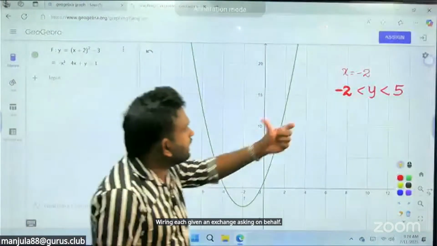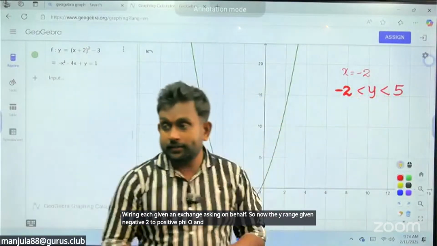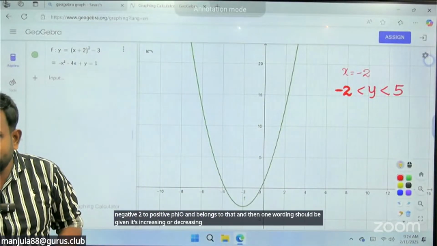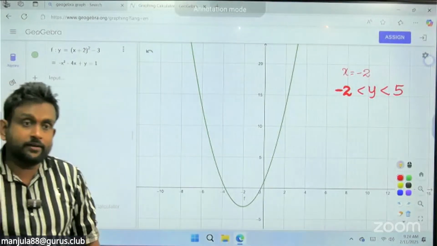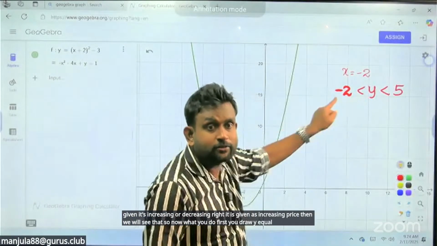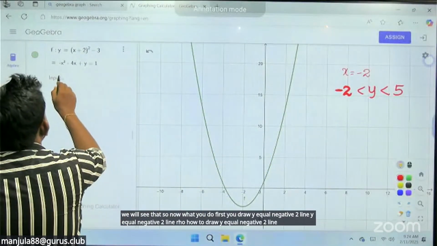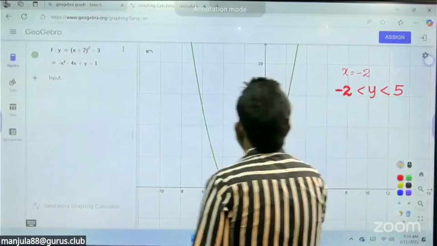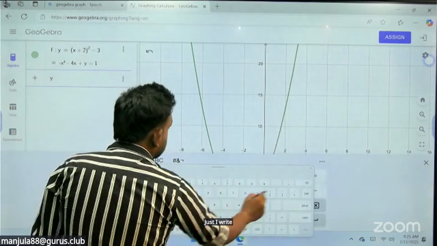So now the y range is given, -2 to +5, and x belongs to that, and then one wording should be given: it is increasing or decreasing, right? It is given as increasing, right? Then we will see that. So now what you do, first you draw the y equal -2 line. How to draw the y equal -2 line? I write y equal -2 line. Just see there.